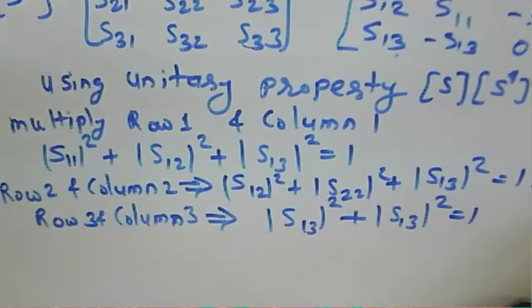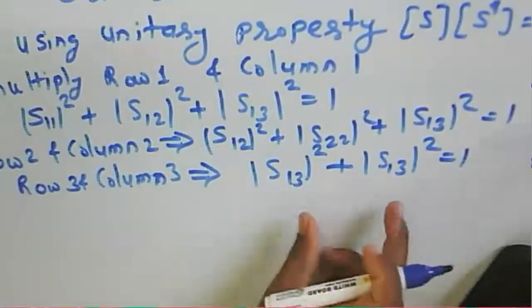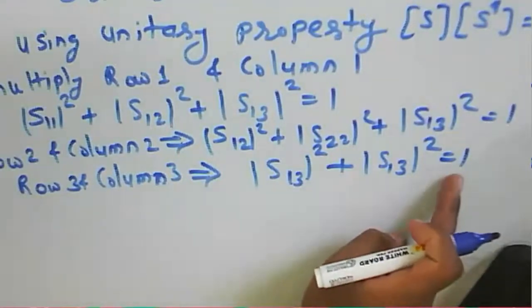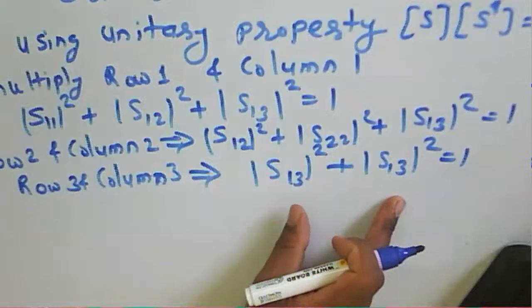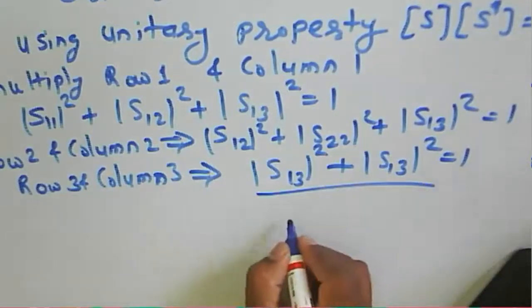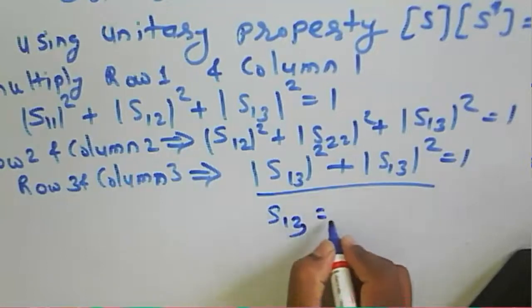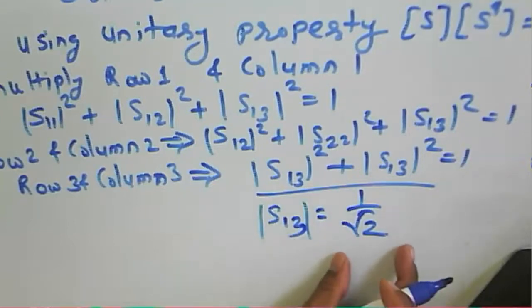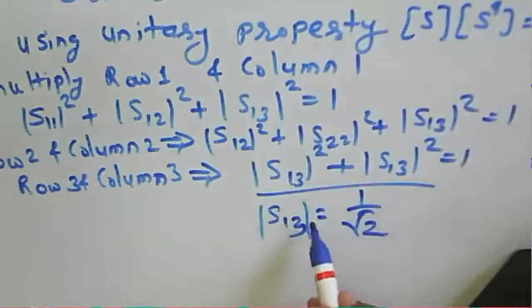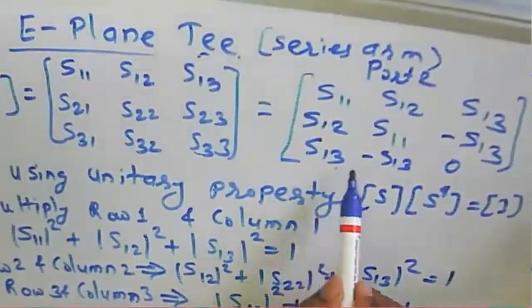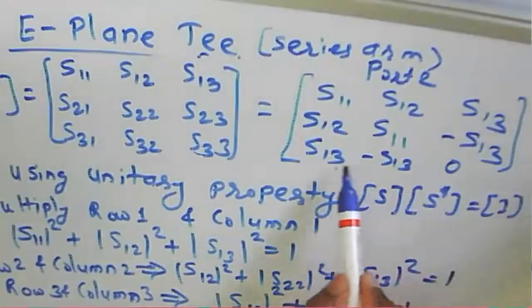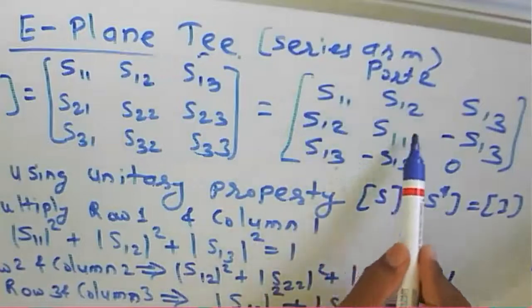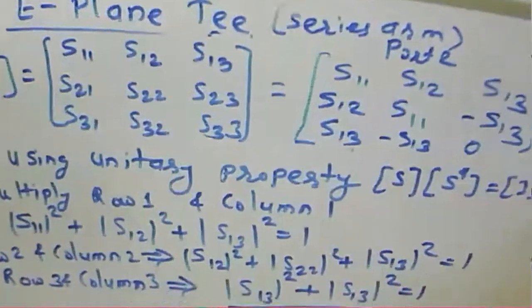From that unitary property, we'll get that twice S13 square is equal to 1. S13 is equal to 1 by root 2. So from this equation, if you solve it, simply S13 is equal to 1 by root 2. You just remember that S13 will be 1 by root 2. Now if you put all the values wherever we have 1 by root 2, this term will be 1 by root 2, this term will be 1 by root 2. Our aim is only to find out these terms here, S11 and S12.